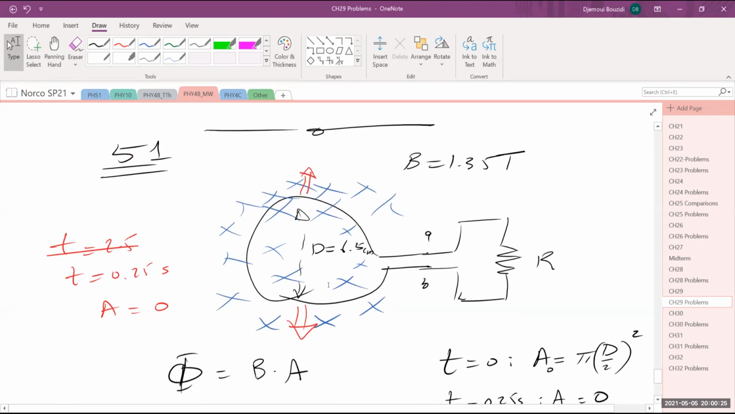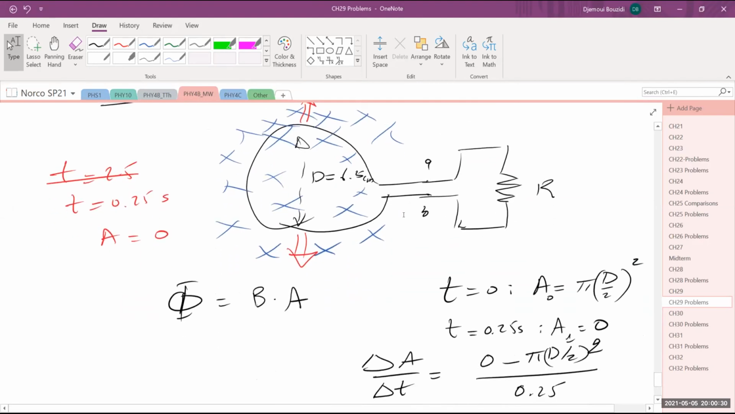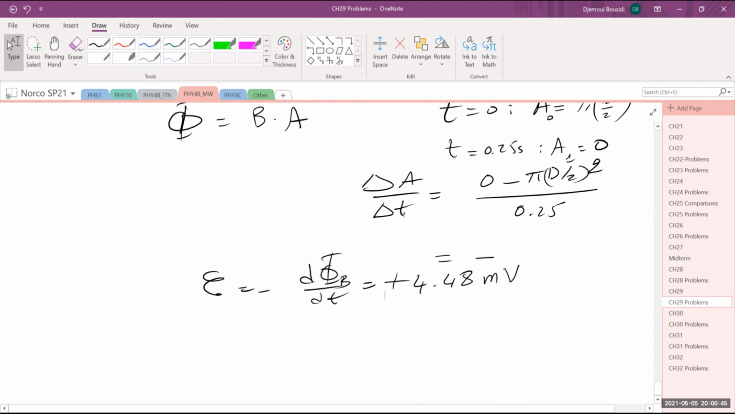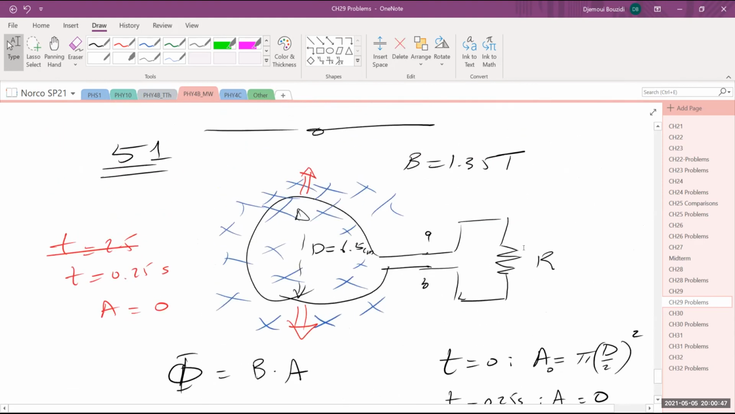Since this is shrinking in size, of course, if I want to find, first of all, did they give us R? They didn't give us R. So we can find the current, but we should be able to find the direction. What is the direction of the current? So they all ask about the direction. They don't ask about the value of the current. So if they gave us R, we'd find the value of the current, which is just the EMF divided by R.